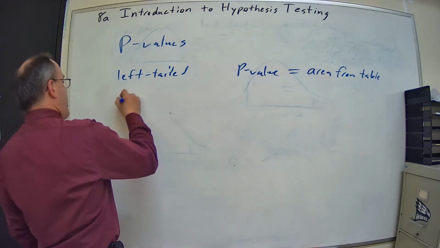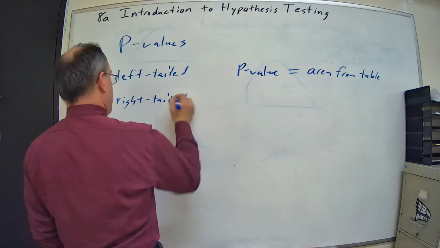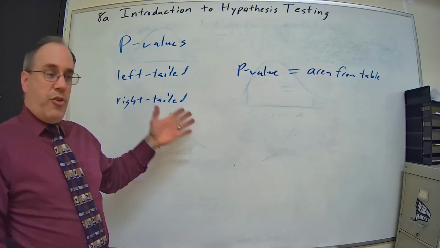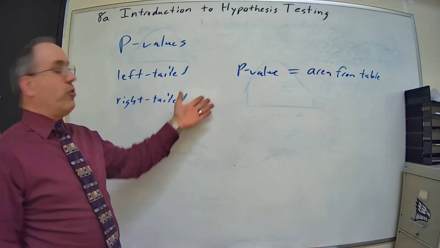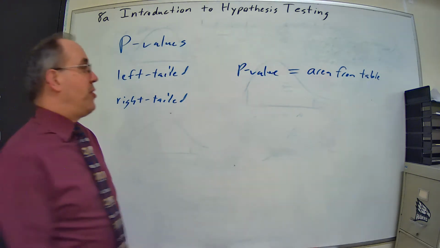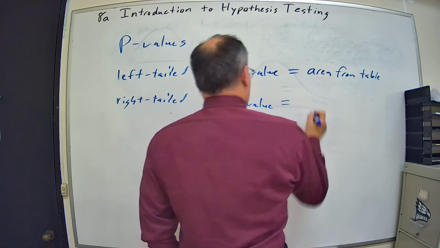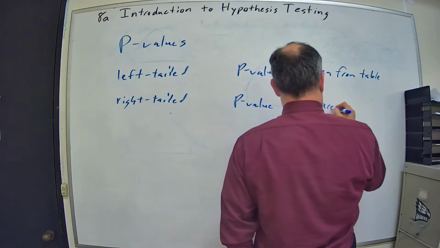If we have a right-tailed test, then we will find the z-score and look the area up in the table, but the p-value will be equal to 1 minus the area from the table.